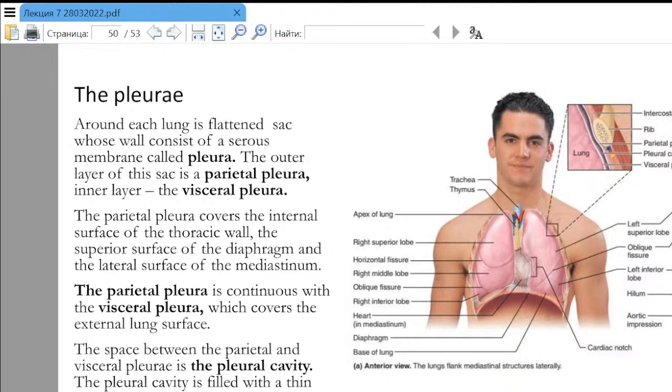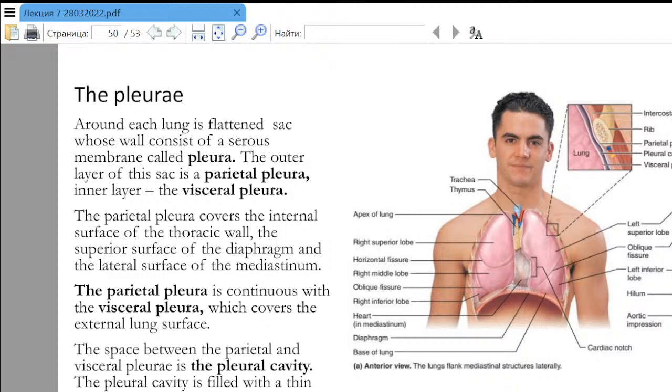Next, the pleura. Around each lung is a flattened sac whose wall consists of serous membrane, called pleura. The outer layer of this sac is the parietal pleura. The inner layer is the visceral pleura.